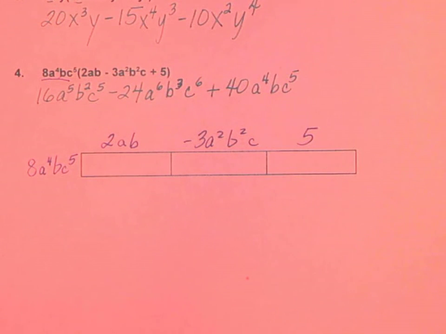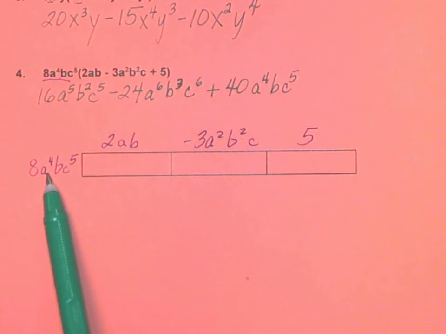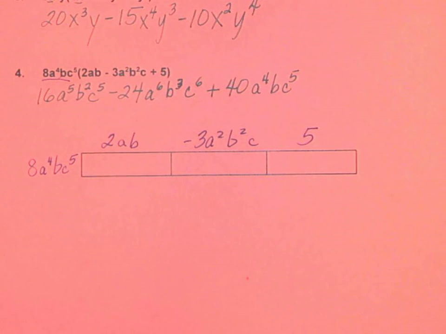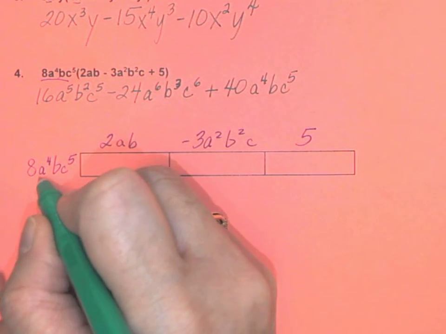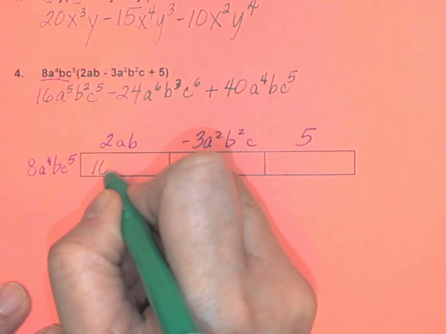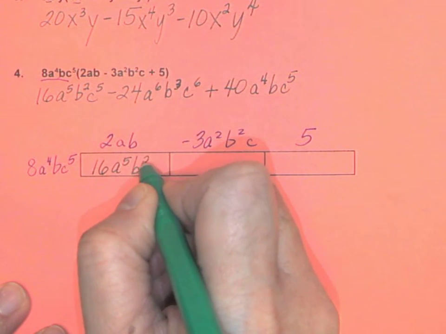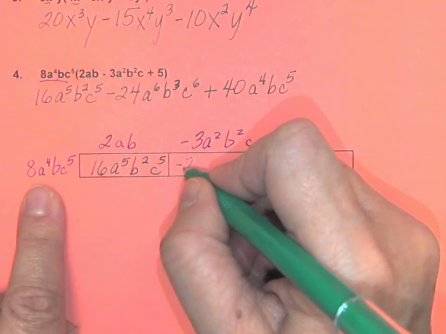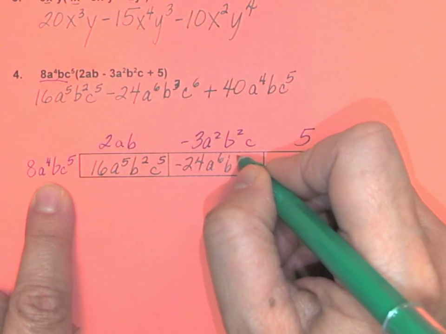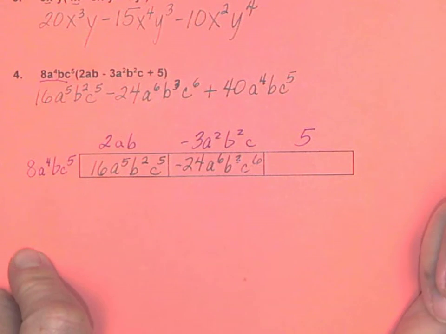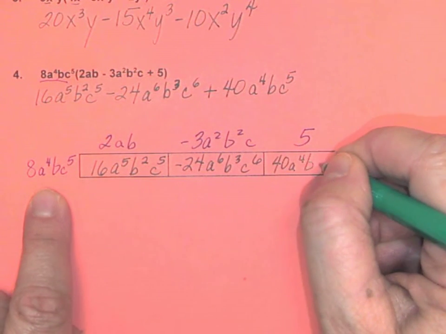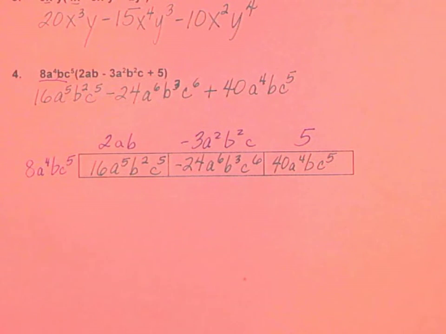So what you do here is you multiply this by the thing over the box, and that gets you that term. Some people like the box because it's more visual. It helps them not leave out a term. It helps them know what they're multiplying by what. So 8 times 2 is 16. Add the a exponents, add the b exponents, write down the c. 8 times -3 is -24. Add the a exponents, add the b exponents, add the c exponents. 8 times 5 is 40. Just write down the letters and exponents because there's nothing to combine them with.